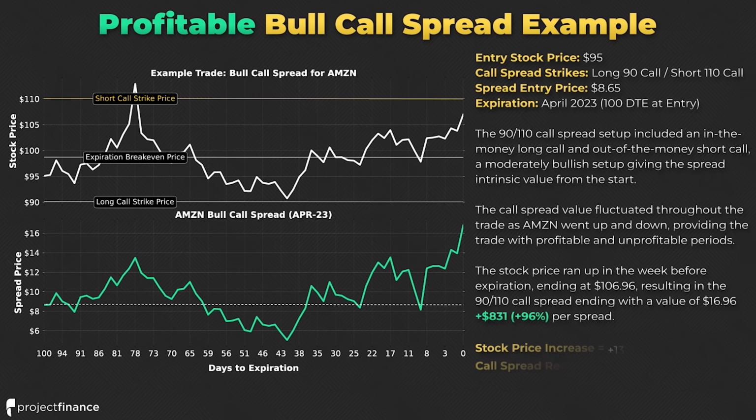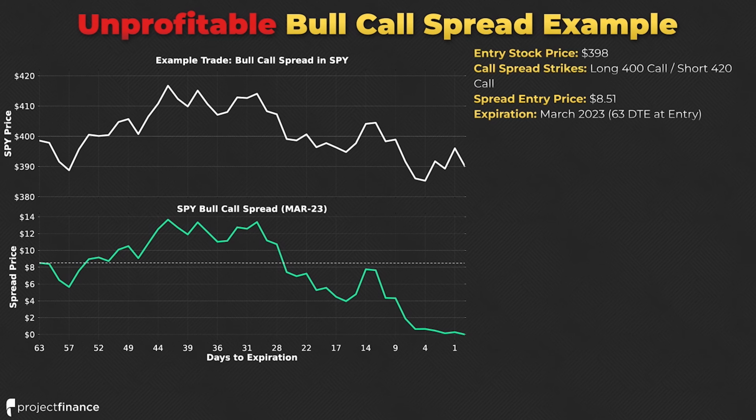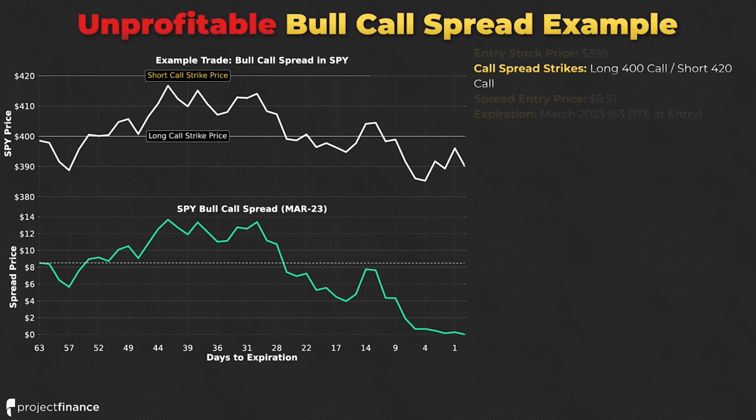This highlights that when you are buying call spreads, you have the potential to see far higher returns compared to the stock's return itself. But of course, there is also more risk, and let's look at an unprofitable bull call spread example. This is in SPY, the S&P 500 ETF. The entry stock price was $398, and the call spread strikes in this example were to buy the 400 call and short the 420 call.